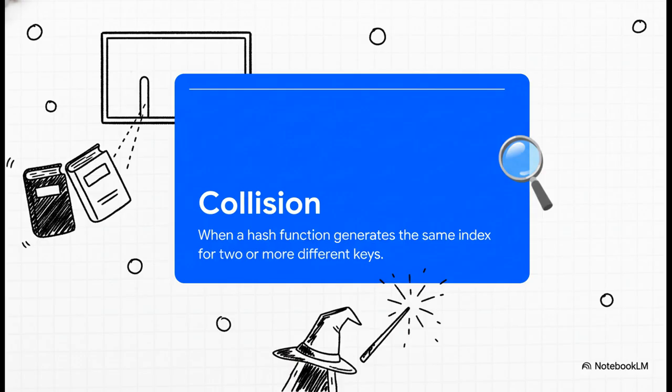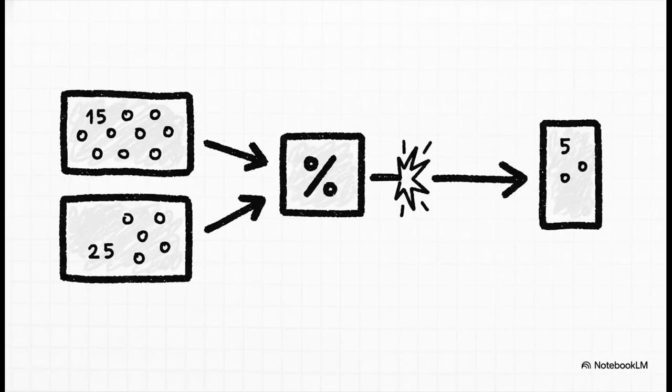You can't just stack them on top of each other. You need a system, a plan for what to do when this happens. Let me give you a super simple example so you can see it in action. Imagine our hash function is just take a number and find the remainder when you divide by 10. Okay? So you give it the key 15, you get a remainder of 5. But what happens when you give it the key 25? You also get a remainder of 5. Uh-oh, that's a collision. They both want to be stored in slot number 5. So, what do we do?